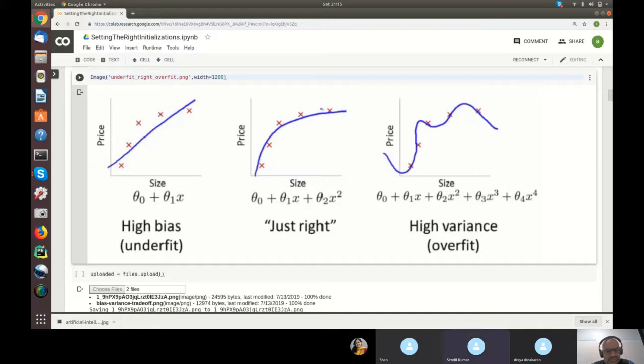I need to think about this more. So are we looking at one model or are we looking and comparing multiple models?